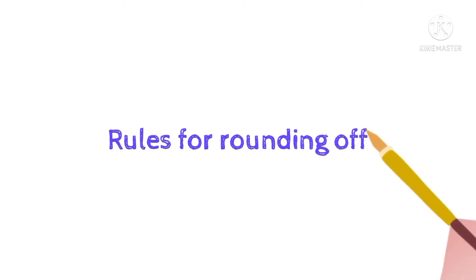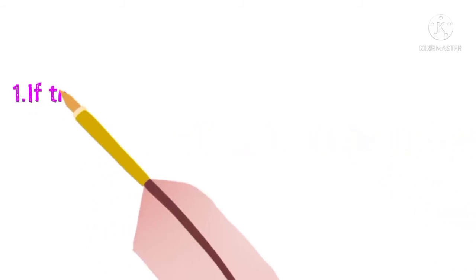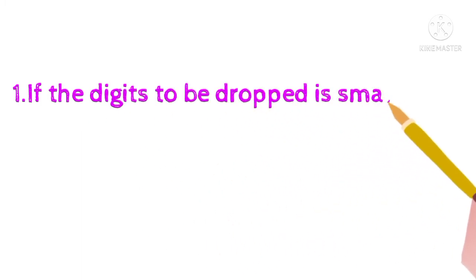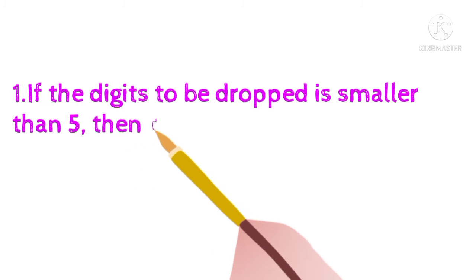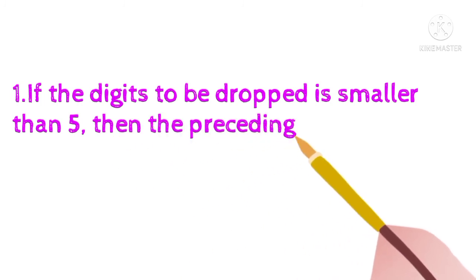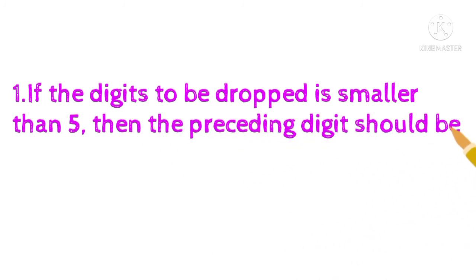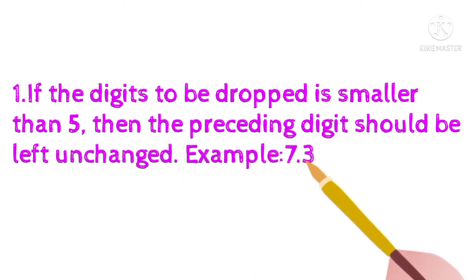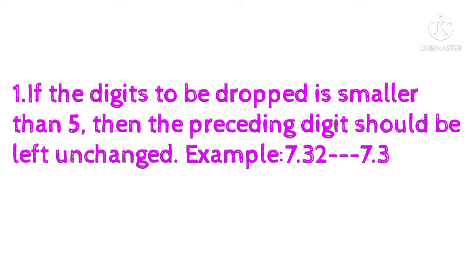The first rule is, if the digit to be dropped is smaller than 5, note this point, smaller than 5, then the preceding digit should be left unchanged. For example, if you have a decimal number 7.32, then it should be left as 7.3 because it is smaller than 5.